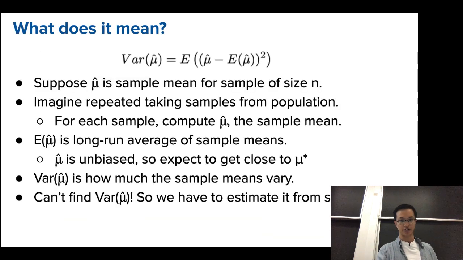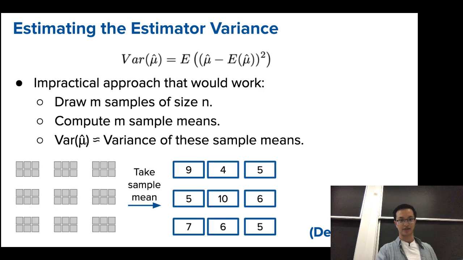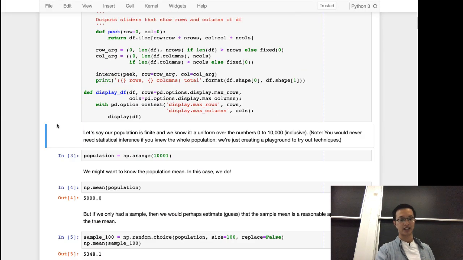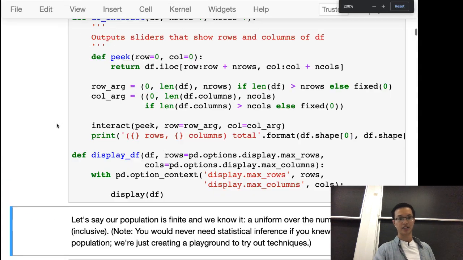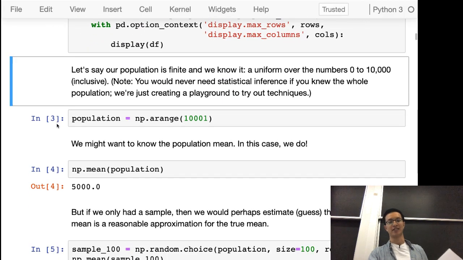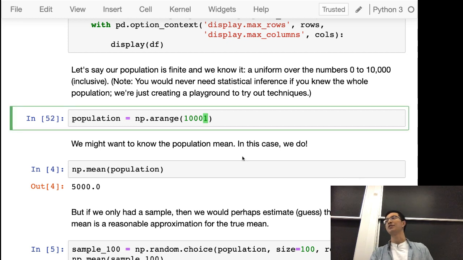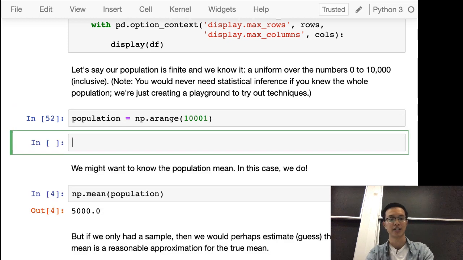I'm going to show you a quick demo, and what I've done here is I have the code for the demo. I'm not going to write any code because we don't have time to do that. But what I'm going to do here is say my population is just all the numbers from 0 to 10,000. Okay, so just all the numbers from 0 to 10,000.